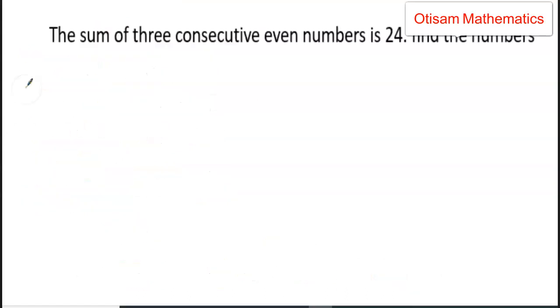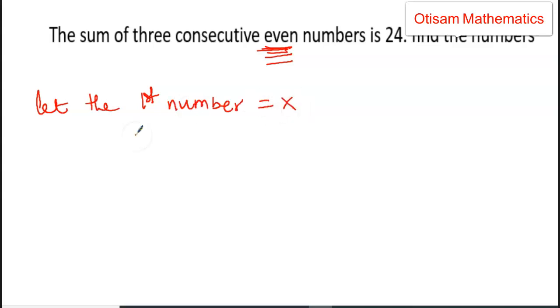Okay. Let's look at another one. The sum of 3 consecutive even numbers is 24. Find the numbers. These are the patterns of numbers that I talked about. So the type of numbers is even numbers. Let the first number be x, then the second will be x plus 2, then the third will be x plus 4.